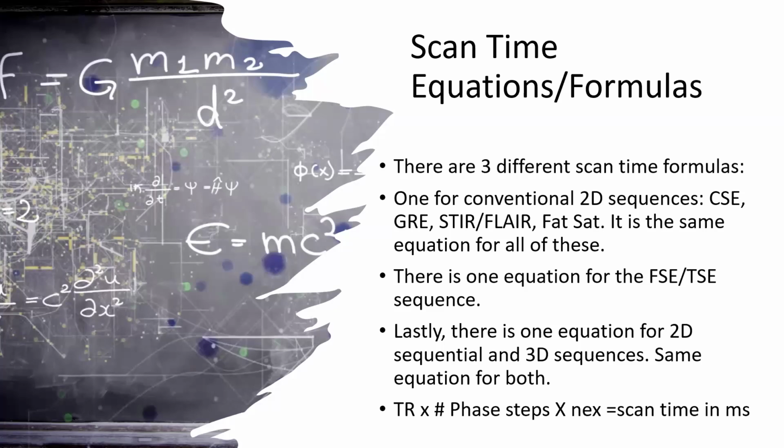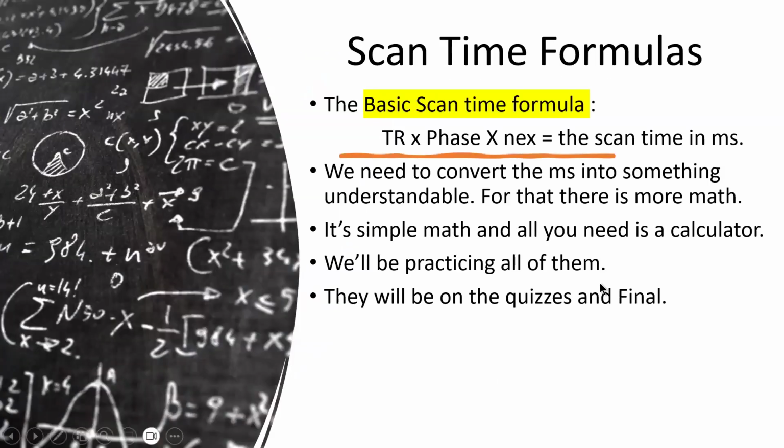Okay, so scan time formulas. There's three basic variations. You got one base, which is TR times phase times NEX.